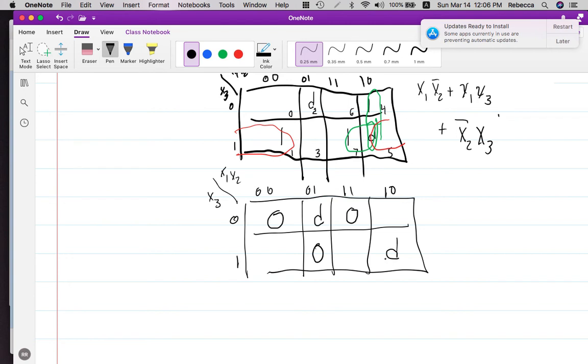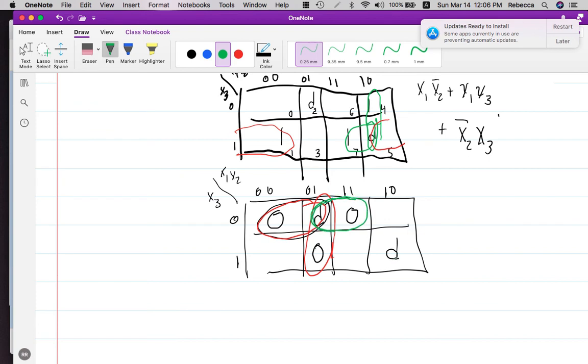Now, again, I'm going to want to cover the zeros with as big circles as I can and as few as I can. So groups of 4, no, there are no groups of 4 zeros. So starting with this 0 over here, what's the biggest group I can get? That'd be right here. What's the biggest group I can get with this 0? Right here. What's the biggest group I can get with this 0? And that's right here.